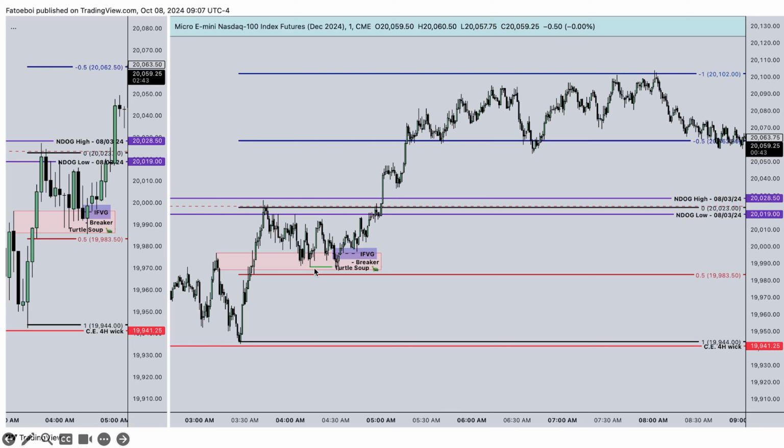And then we take out this low. We have a turtle soup. We inverse this. Now we go higher to potentially draw up to the previous day fair value gap, and expect to inverse this new day opening gap.